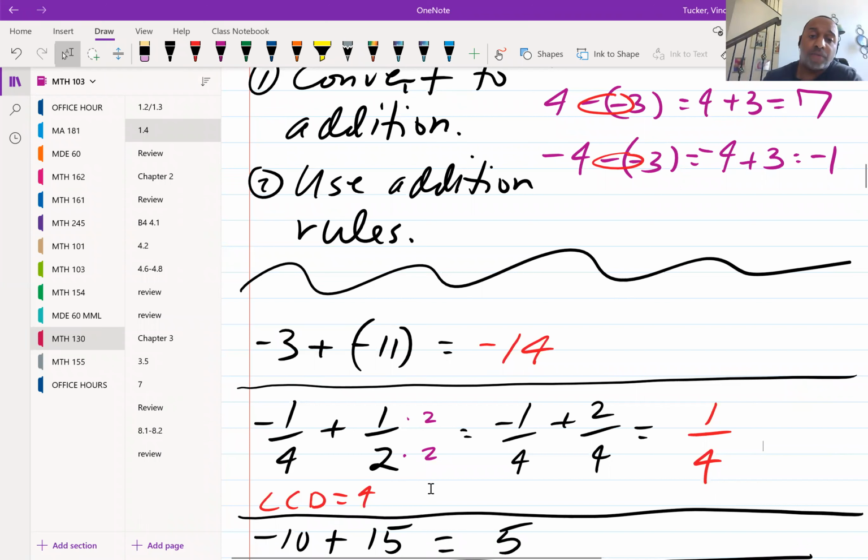2 times 2 in the bottom, 1 times 2 up top. And so now I have negative 1 over 4 plus 2 over 4. Add my numerators. Negative 1 plus 2 is just positive 1. And you keep that same denominator.